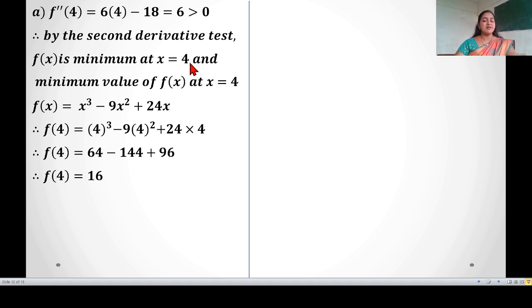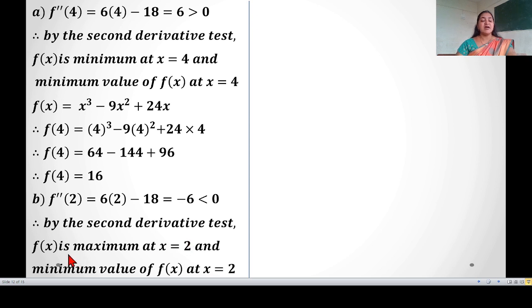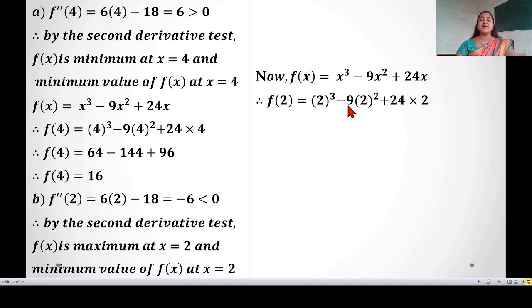Now same procedure we can use for the other root. So f double dash of 2. Whenever x is replaced by 2, so 6 multiplied 2 minus 18. So we get here minus 6 which is less than 0. So by second derivative test, f of x is maximum at x is equal to 2 and maximum value of f of x at x is equal to 2 is, whenever x is replaced by 2, so f of x is equal to x cube minus 9x square plus 24x. Now whenever x is replaced by 2, so f of 2 is equal to 2 cube minus 9 multiplied 2 square plus 24 multiplied 2.